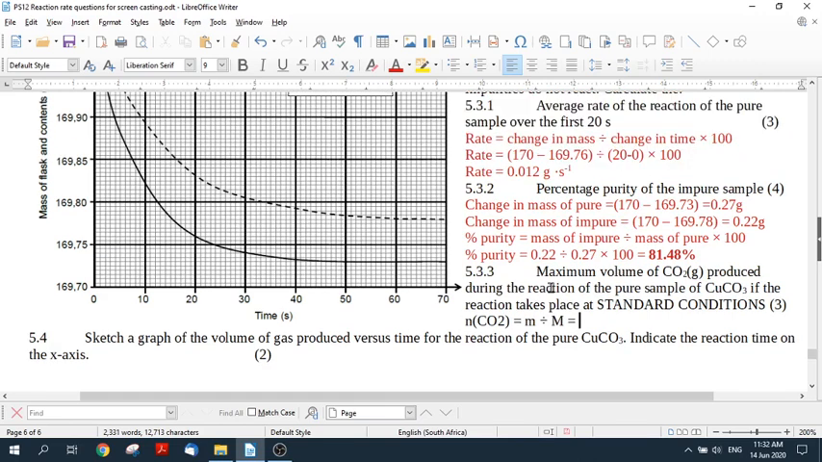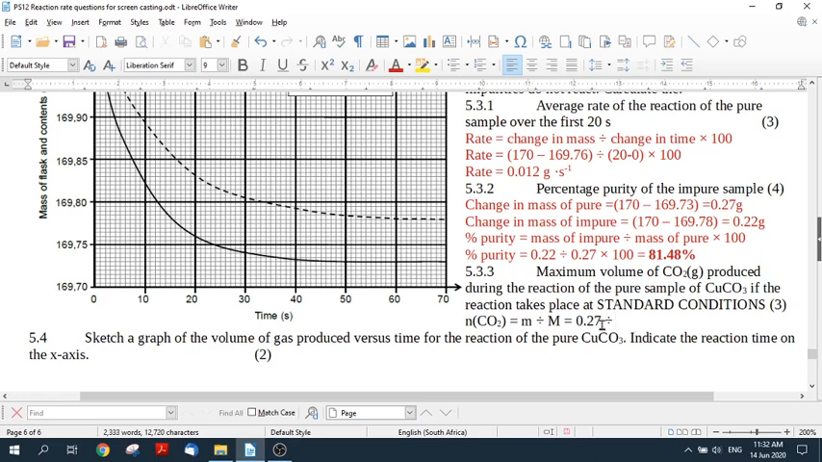So what mass of carbon dioxide did we produce from the pure sample? Because this is the maximum volume. And it's what we read off here, this change in mass here. Do you remember this answer here? This is the pure sample. It produced 0.27 grams. So this is going to be 0.27 grams produced.